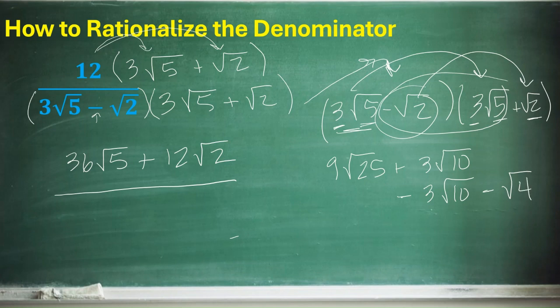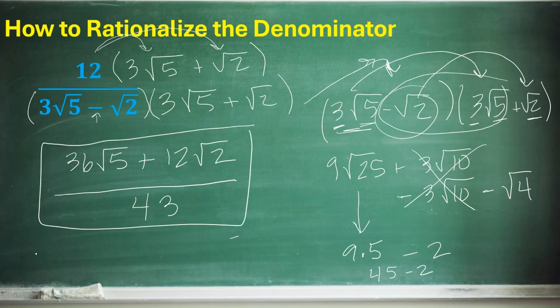So as in our last example, the middle terms equal 0. They cancel each other out. But now I have 9 times 5, right? Because root 25 is 5. And then I have minus root 4, which is 2. So this gives me 45 minus 2, which is 43. And the good news is that's as simple as it gets. So this is our final answer.